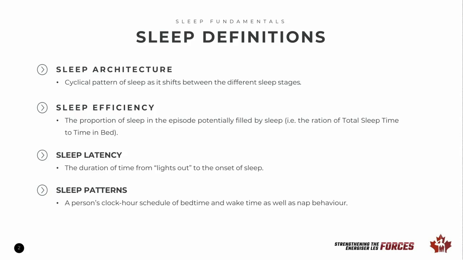Sleep efficiency is the proportion of sleep in the episode that is potentially filled by sleep. So essentially this means the ratio of total sleep time to total time in bed. Sleep latency is the duration of time between bedtime, or when you get in bed and turn the lights off, to when you start to sleep. And then sleep patterns are a person's schedule of bedtime and wake time, as well as any nap behavior they may have. A person's sleep pattern may also include time and duration of sleep interruptions.